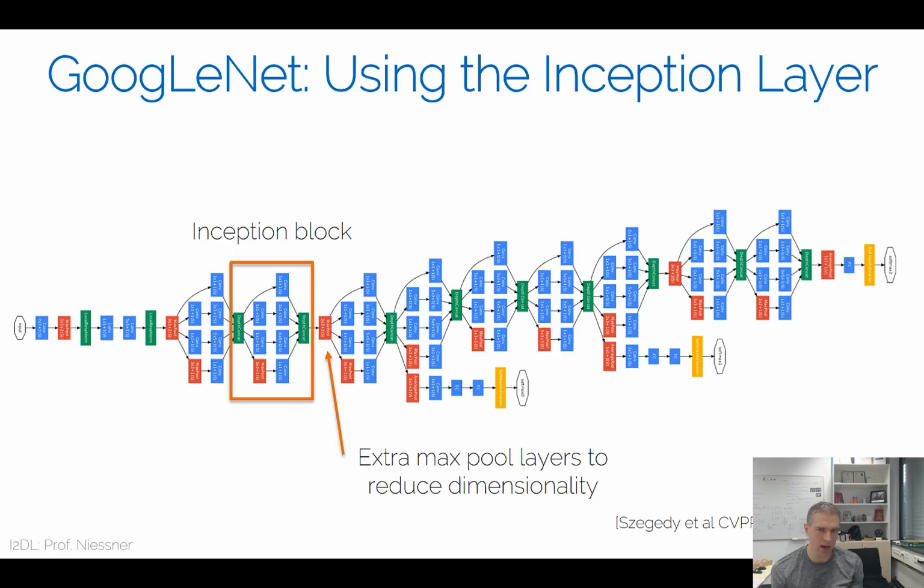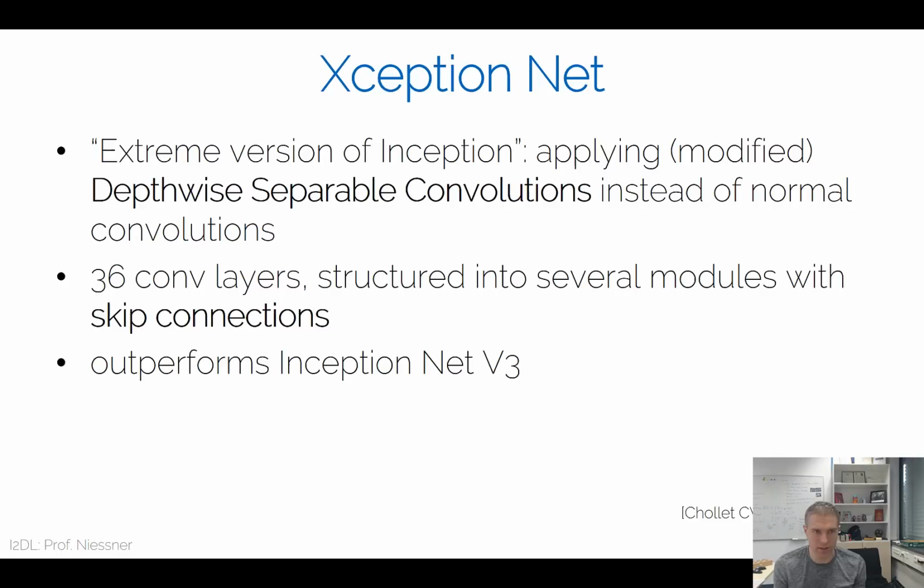There's a couple of ideas behind that that people have followed up. Another famous architecture that goes in a very similar spirit is called XceptionNet. XceptionNet is the same idea that InceptionNet had, but they provide depth-wise separable convolutions instead of normal convolutions. So you have a depth, and for each part of the depth you're applying different convolutions. In this case, you have 36 convolution layers, which you structure into several modules with skip connections. And the argument is that if you do it this way, you outperform the Inception V3 architecture.